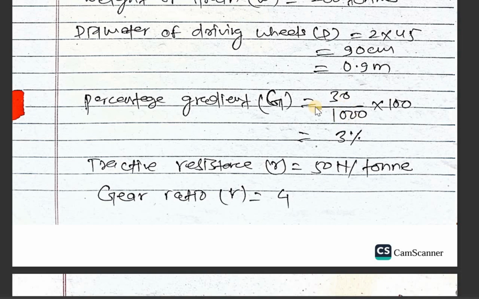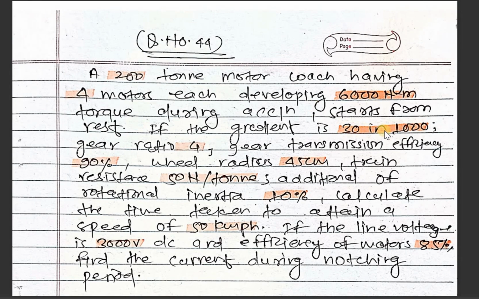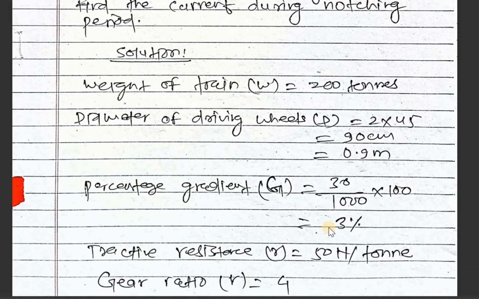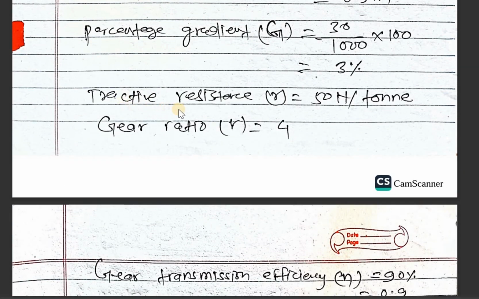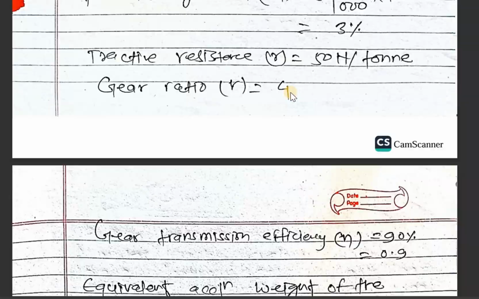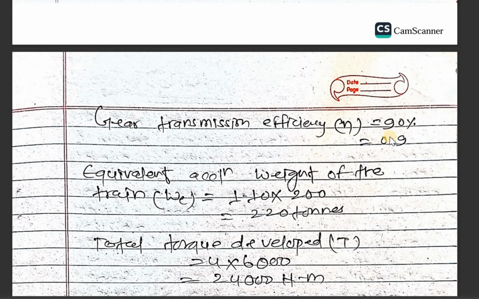Percentage gradient is 30 in 1000. So 30 upon 1000 into 100, that is 3%. And tractive resistance is 15 Newton per ton, and gear ratio gamma equal to 4. Gear transmission efficiency eta equal to 90% or 0.9.